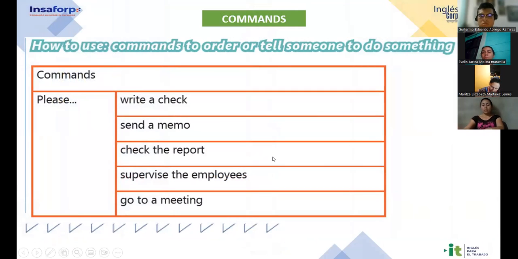Okay, this is what is in the manual. Imperatives are commands. Commands are things that you have to do, right? How to use commands? To order or tell someone to do something. As you say, they are orders. For example, you can say, please write a check. Please send a memo. Please check the report. Please supervise the employees. Please go to a meeting.